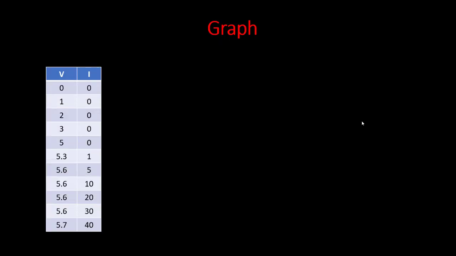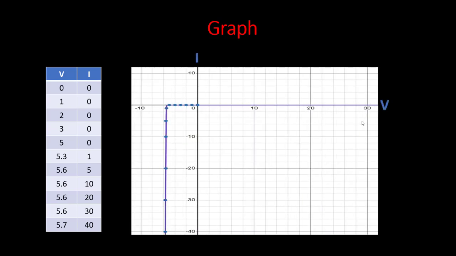Now the graph part. So we have these readings roughly. Actually both the readings are negative. The voltage is negative and the current is also negative because it's a reverse bias. And this is the graph we get from the readings. So we get the graph in the third quadrant.